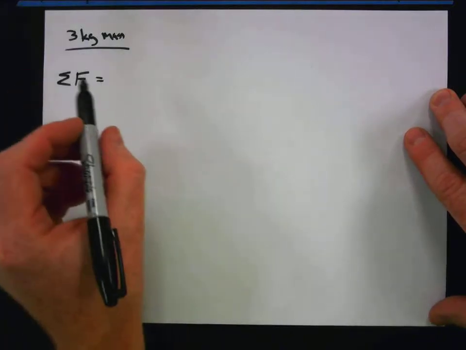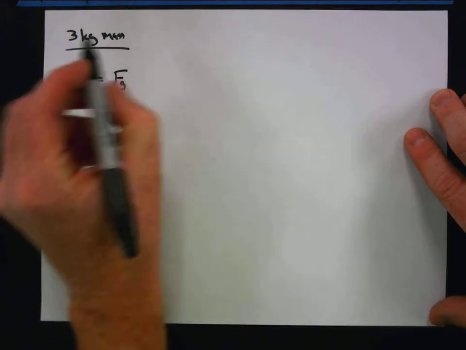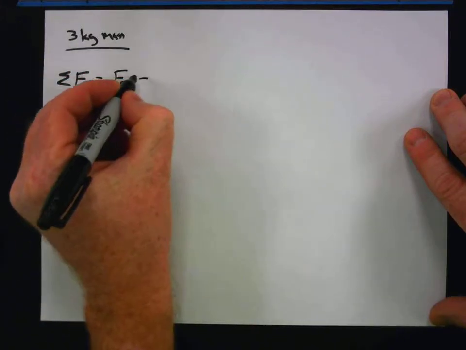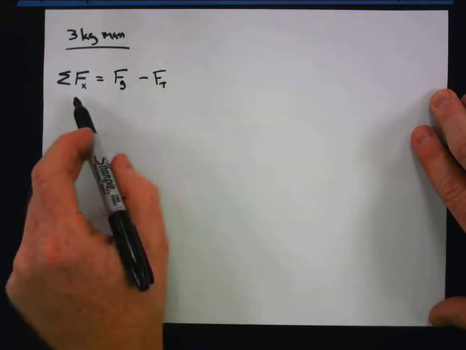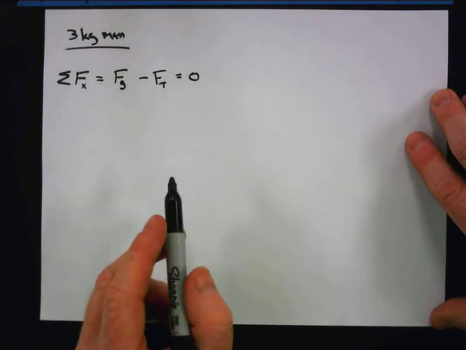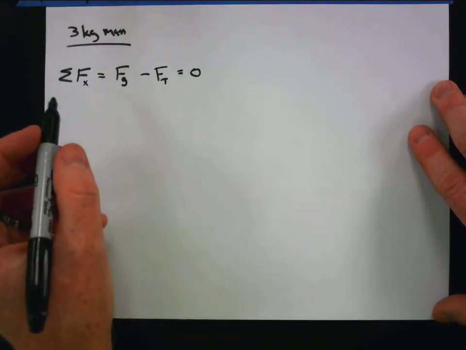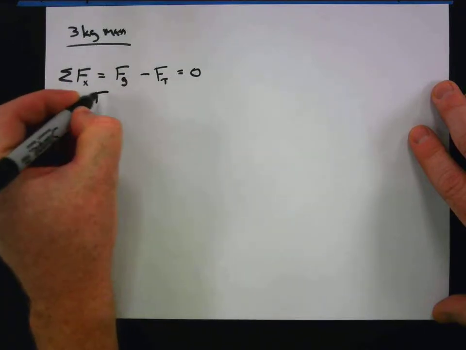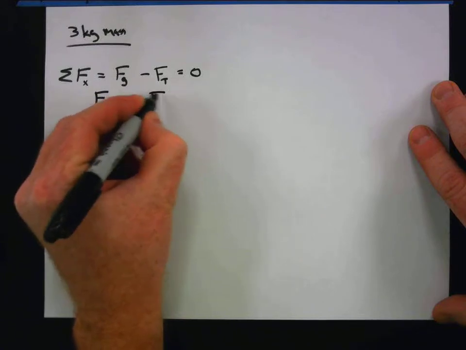And so those two forces: the force of gravity is in the positive x direction, and the force of tension is in the negative x direction. But what I know about this sum is that it equals 0, since the whole system is in equilibrium. Alright, so all that tells me is the force of gravity is equal to the force of tension.